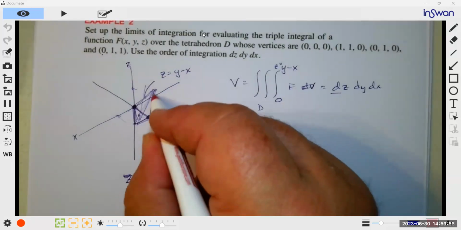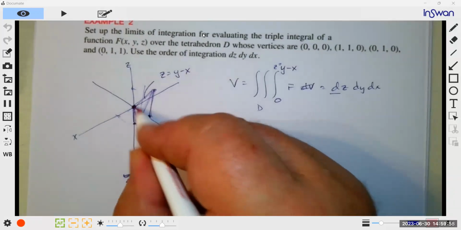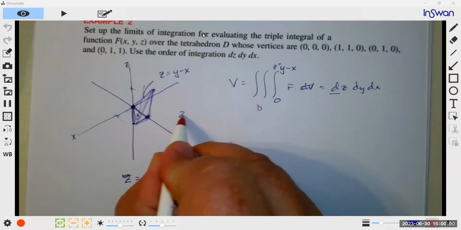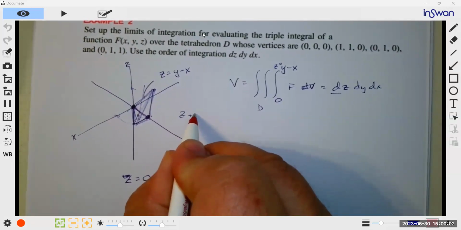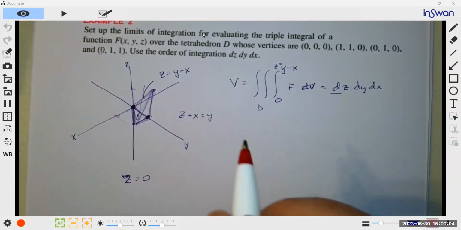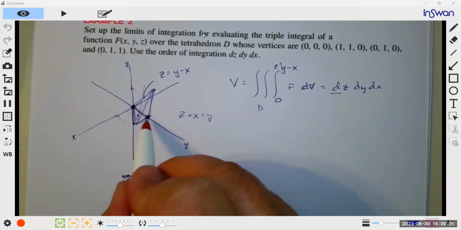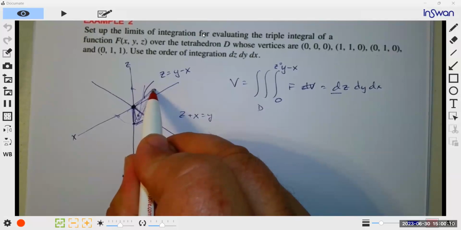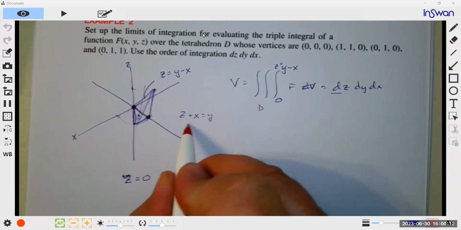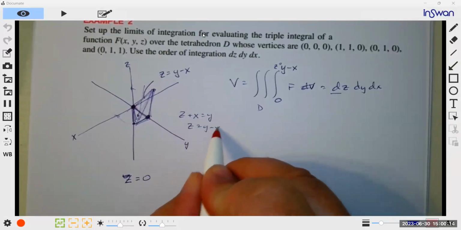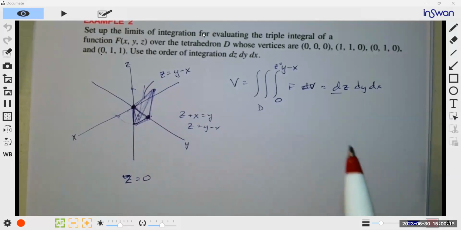Yeah, because it has to be that way, because z plus x equals y. If x is 0 and y is 1, then z is 1 because it's on the back. Yeah, so z is equal to y minus x.